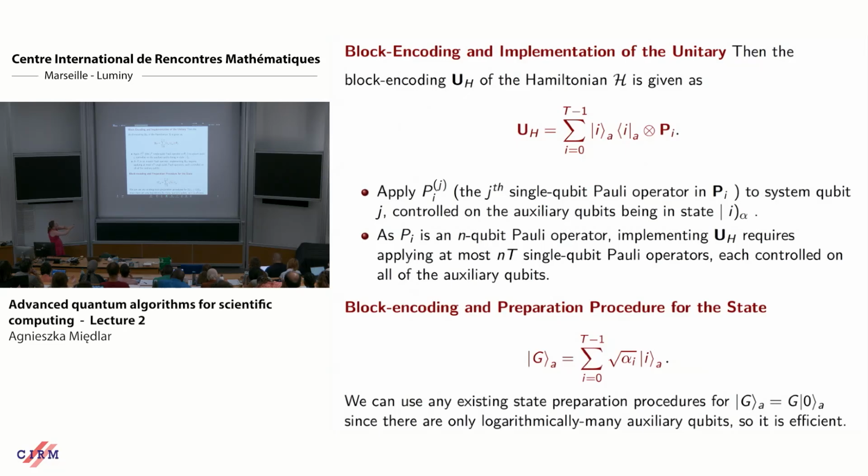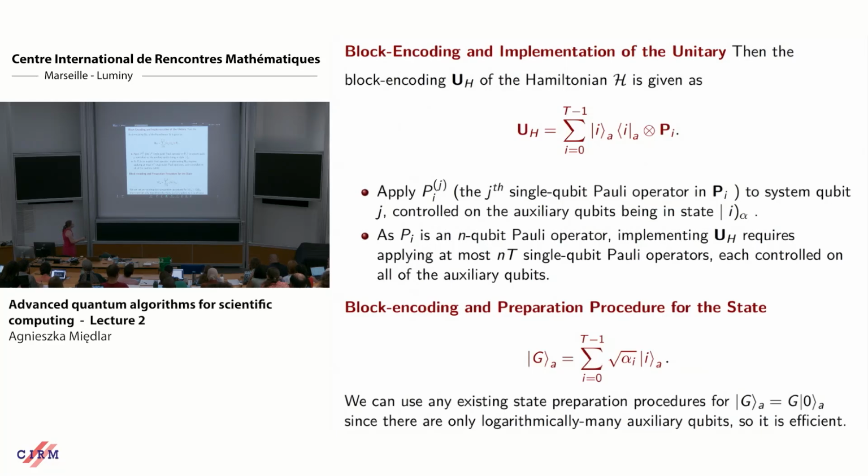Okay, what do we need? We need to block encode and implement this unitary matrix. So this is our unitary matrix that corresponds to the block encoding of our Hamiltonian. This Hamiltonian has Pauli terms, so this is how you can do it. Any block encoding works. This one is in particular simple because of the structure of the Hamiltonian, but you have to be able to do this. Block encode your operator, not a surprise.